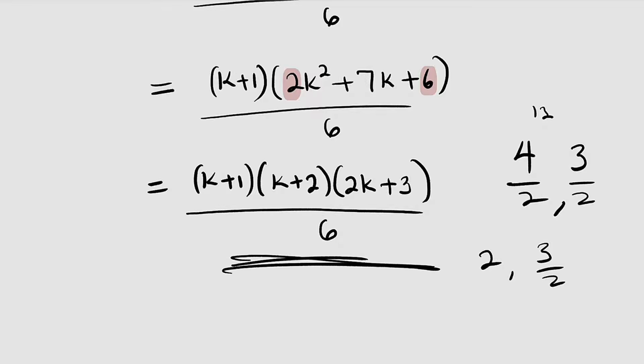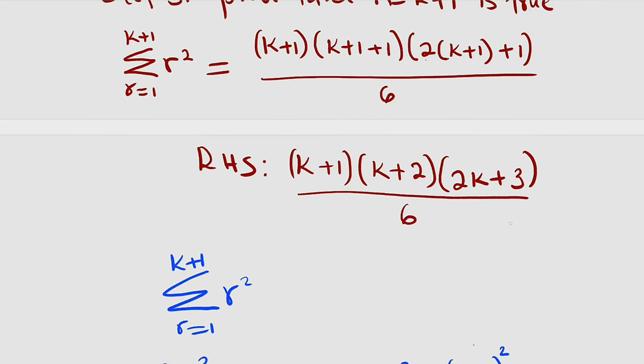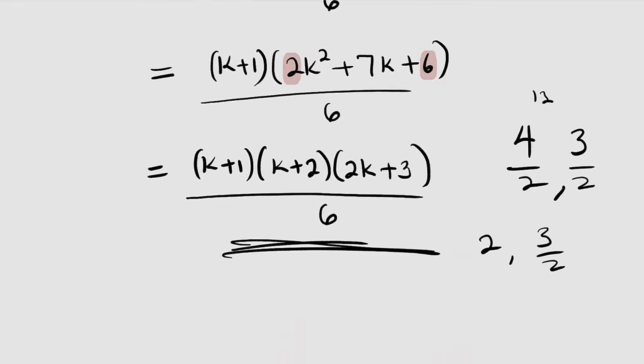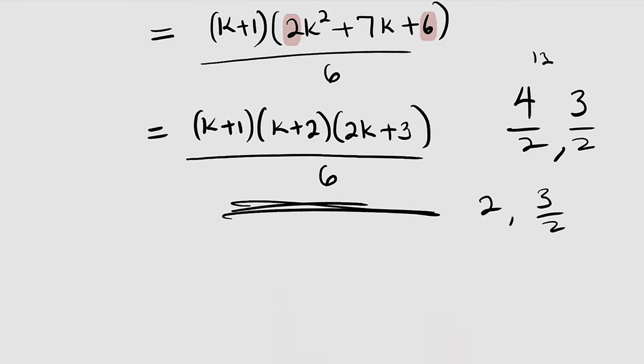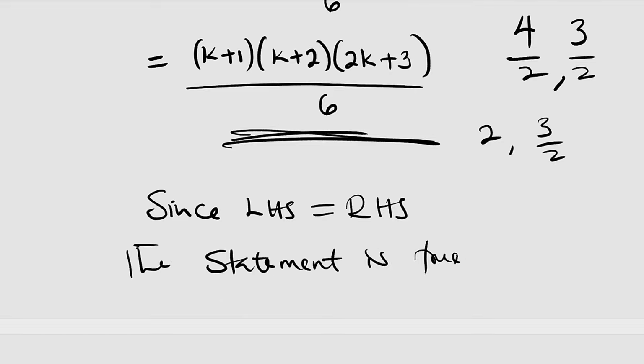But let us relate it to what we have to the right hand side and see whether they are the same. Remember that this is what we have to the right hand side, k plus 1 multiplied by k plus 2 multiplied by 2k plus 3 divided by 6. And you can see they are exactly the same. So we conclude, since the left and the right hand side are the same, we conclude that the statement is true, right? It's true for all n in the set of real numbers.